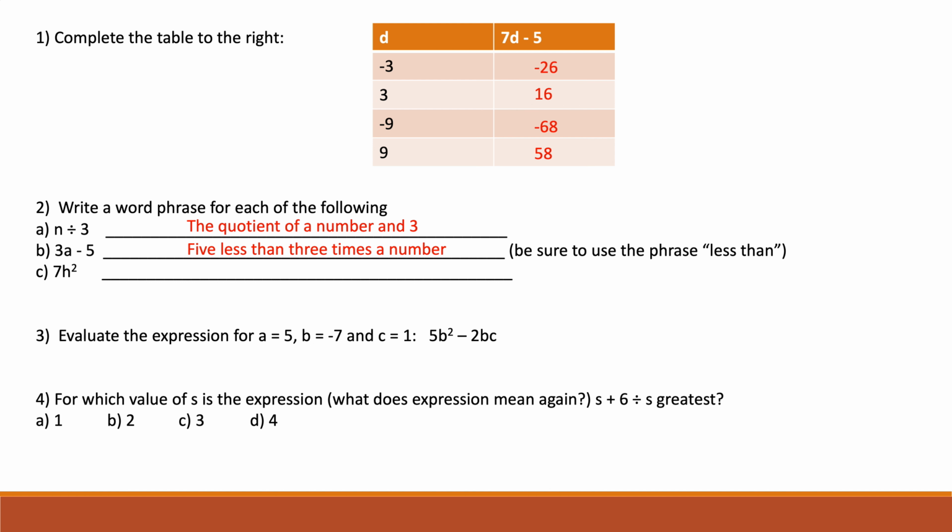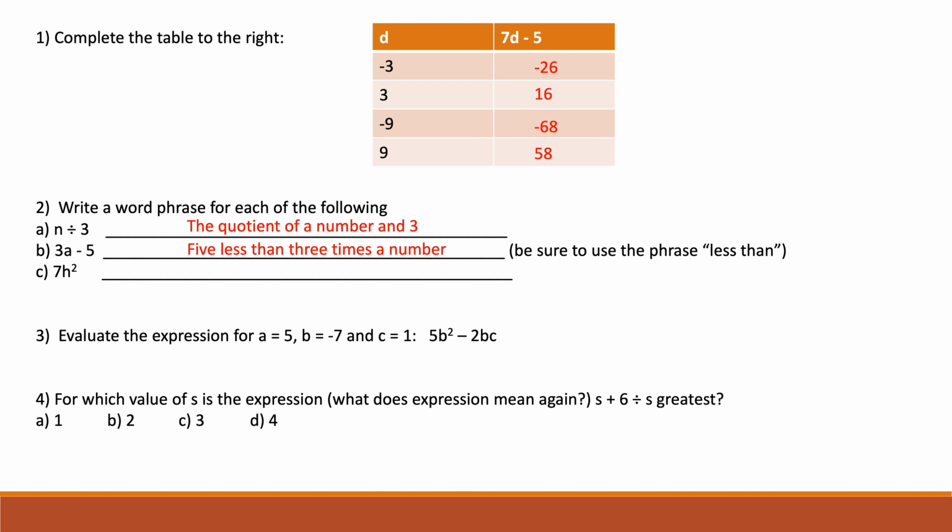Next, 5 less than 3 times a number. Remember with less than, the last shall be first, and the first shall be last. So what was first, 3a, goes at the end, and what was last, 5, goes first. 5 less than 3 times a number. You could also say 3 times a number minus 5, anything like that.